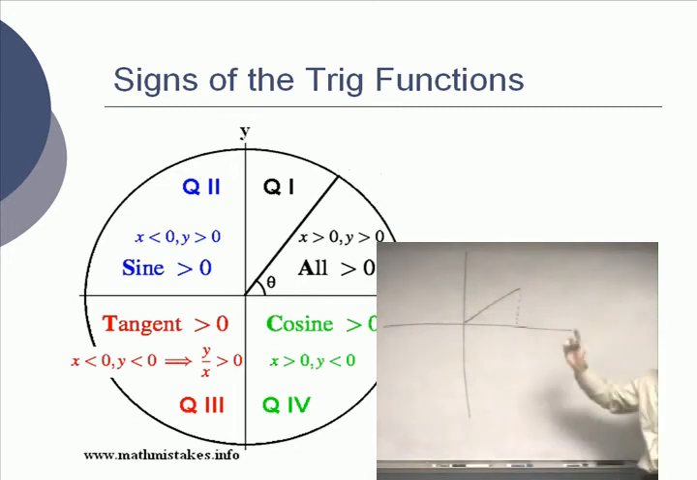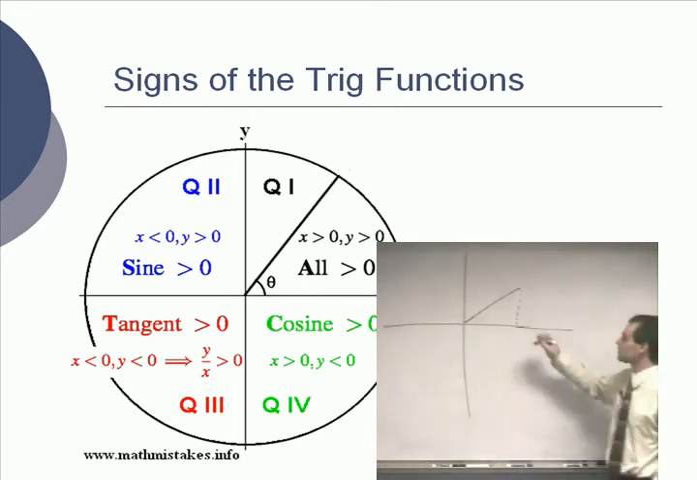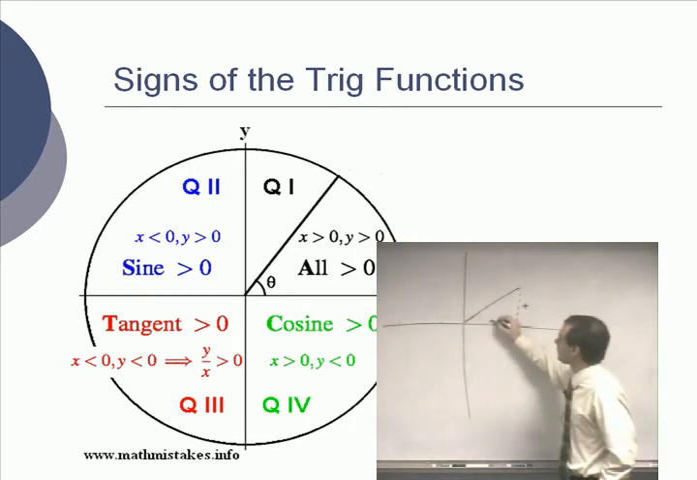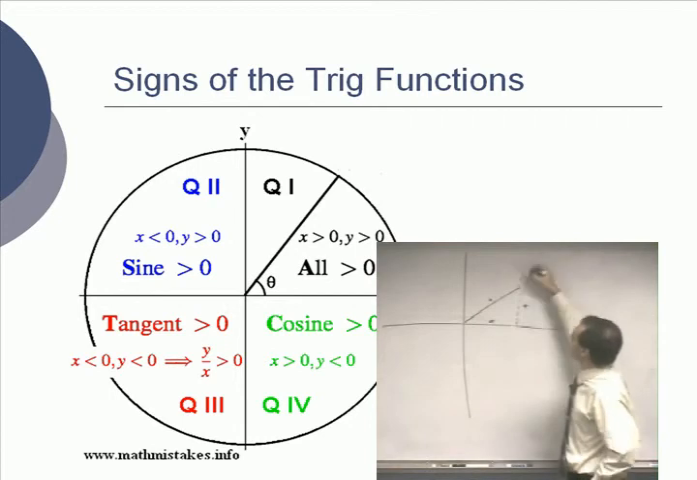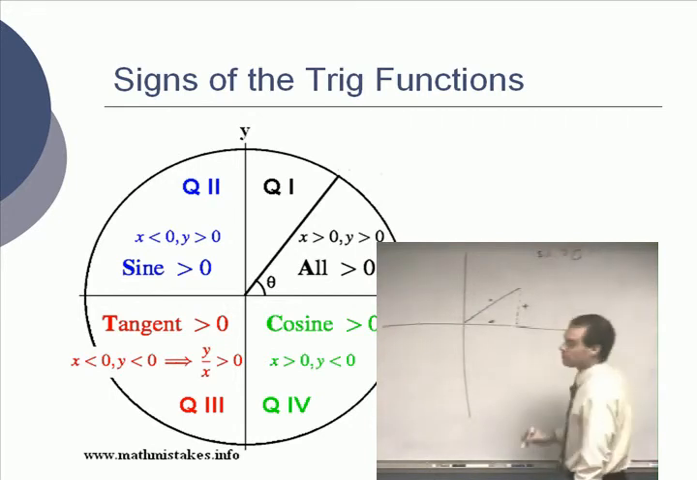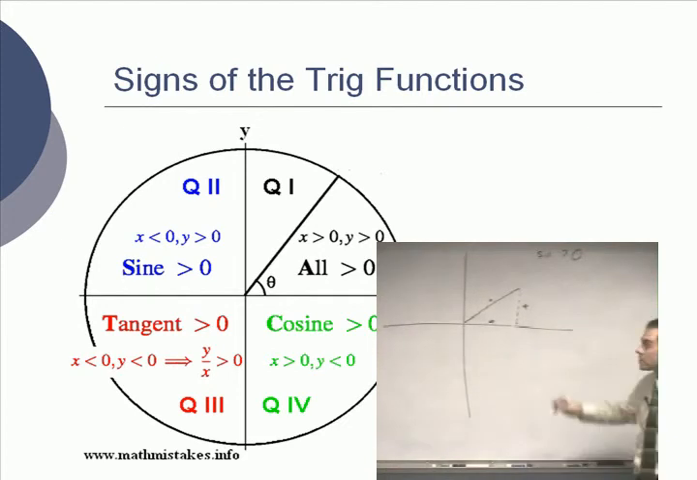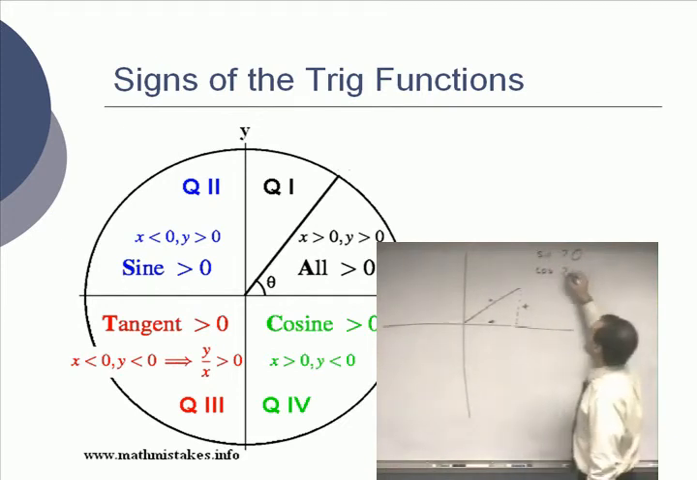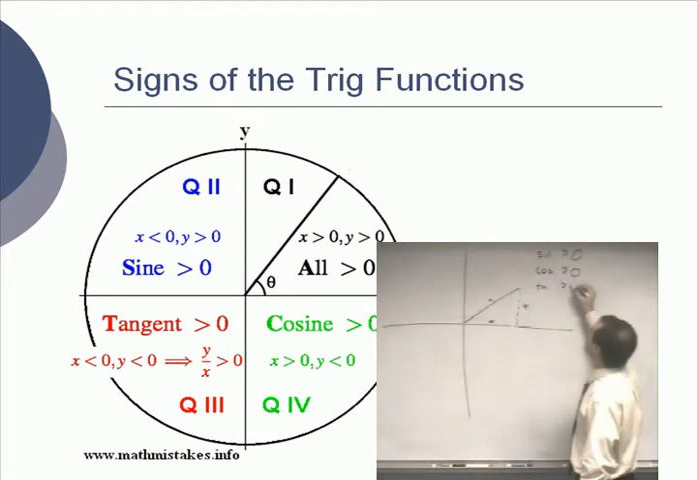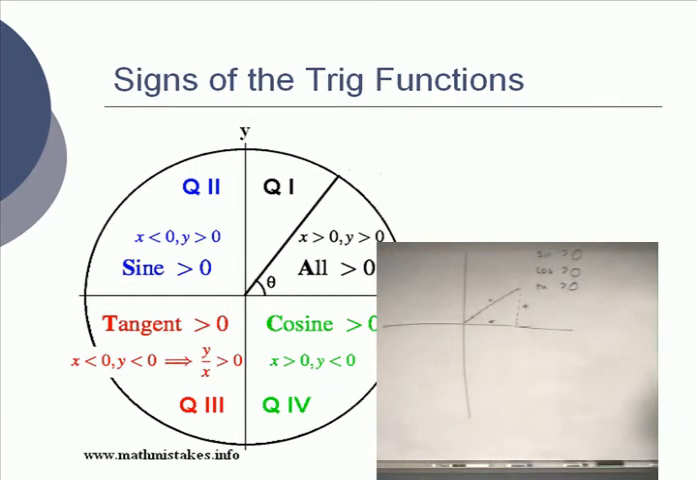In the first quadrant, is your opposite side going to be positive or negative? It's always going to be positive. Your adjacent side is positive. The radius is always positive. So in the first quadrant, sine will always be positive. Cosine will be positive. And tangent will be positive. All three trig functions are positive in the first quadrant all the time.